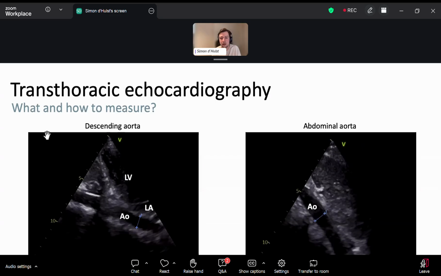As mentioned before, routine assessment of the descending aorta and the abdominal aorta is necessary as well. For the descending aorta specifically, this is easiest and most reliable from a modified apical two chamber view at the level of the left atrium, as is shown in the picture here.